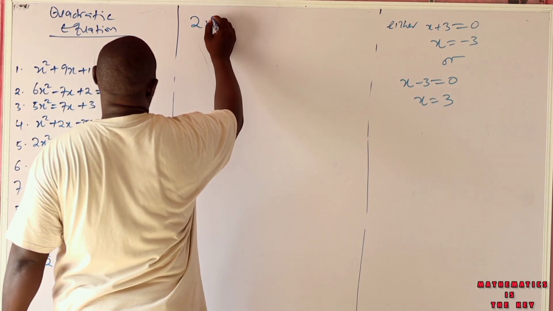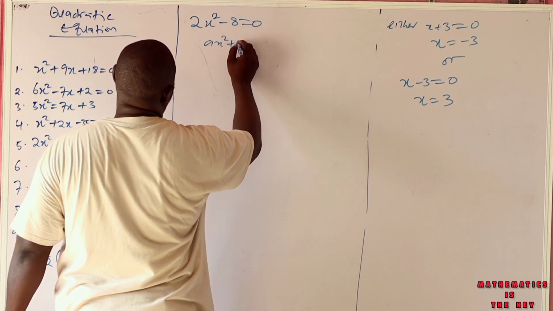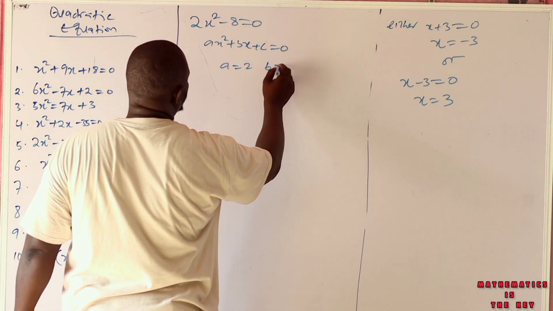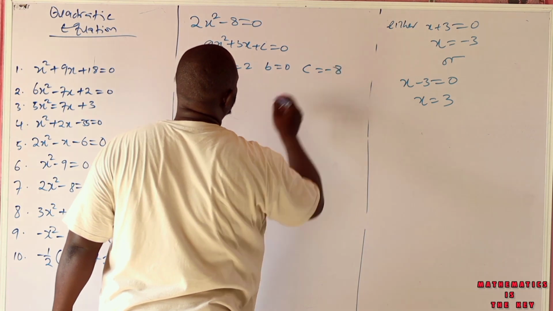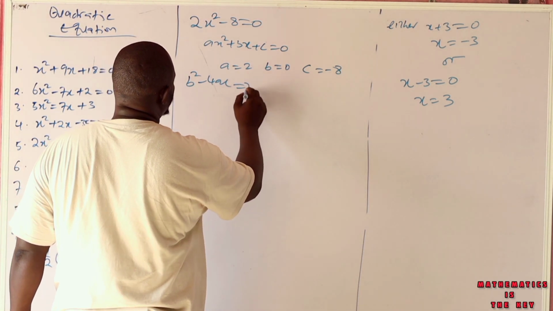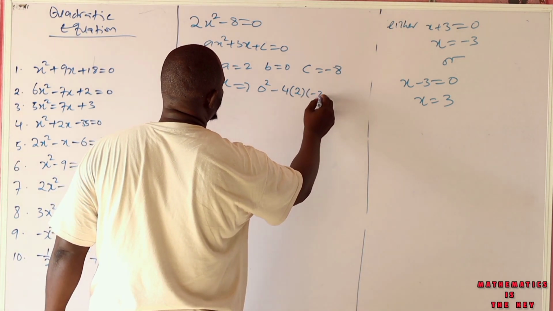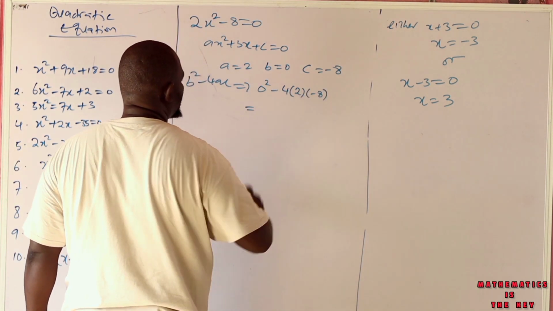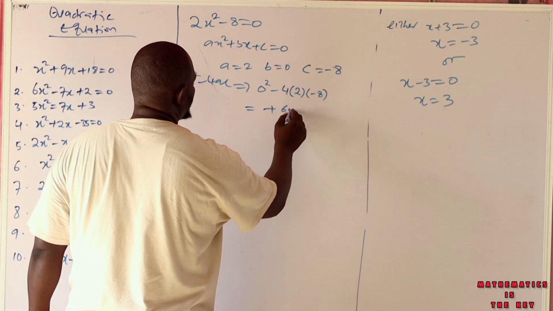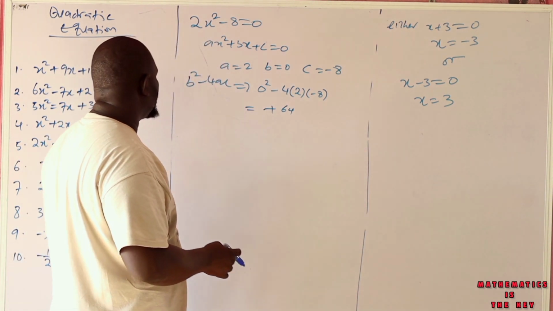The next example, we have 2x squared minus 8 is equal to 0. Still comparing with ax squared plus bx plus c is equal to 0, we'll have a is equal to 2, b is equal to 0, and c is equal to minus 8. So b squared minus 4ac implies 0 squared minus 4 into bracket a, which is 2, into bracket c, which is minus 8. So we are going to have plus, now 4 times 2 is 8, and 8 times 8 is 64. 64 is a perfect square of 8. You can factorize this equation and solve it.